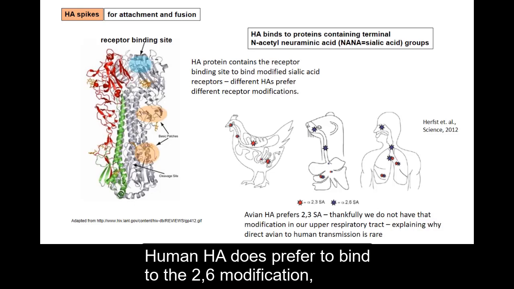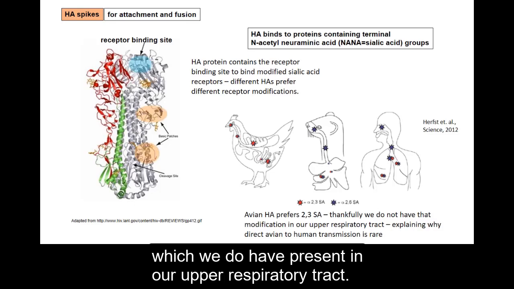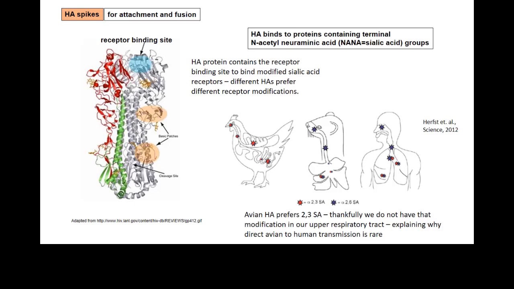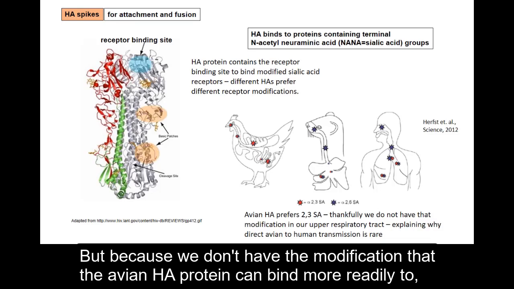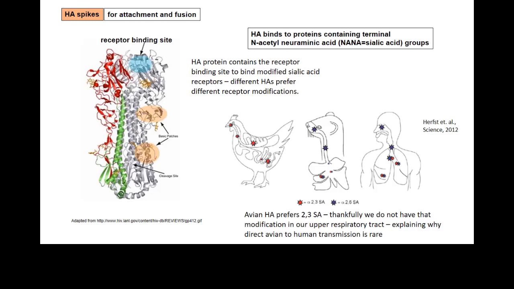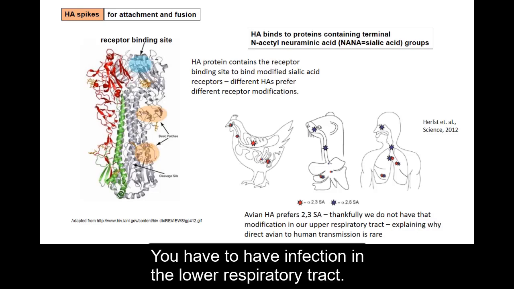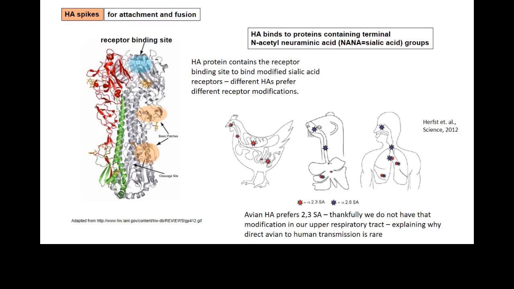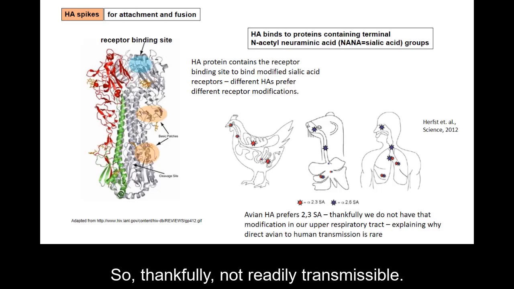Human HA does prefer to bind to the 2,6 modification, which we do have present in our upper respiratory tract. But because we don't have the modification that the avian HA protein can bind more readily to, this explains why direct avian to human transmission is rare, because you have to have infection in the lower respiratory tract. So thankfully not readily transmissible.